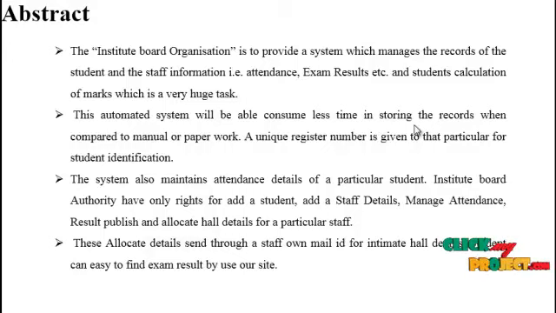Calculation of students' marks is a very huge task. This automation system will consume less time storing records when compared to manual or paperwork. A unique register number is given for each particular student's identification. These allocated details are sent through the staff's own mail ID to intimate hall details, and students can easily find out exam results on the user site.